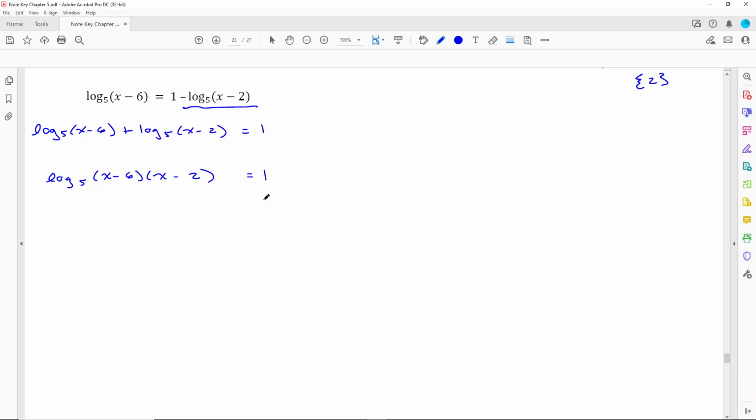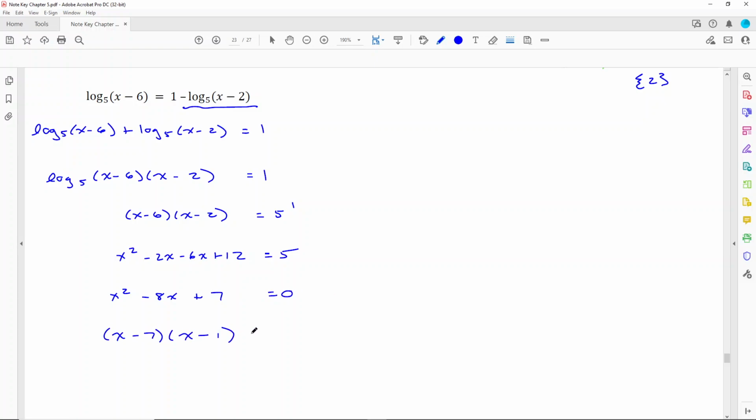So hopefully you paused the video. We're going to change to exponential form. So it's going to be x minus 6 times x minus 2 equals the base of the log to the exponent 1. So then I get x squared minus 2x minus 6x plus 12 equals 5. And then I'm going to make it equal 0. So x squared minus 8x plus 7 equals 0. And I'm going to factor: x minus 7, x minus 1 equals 0, x equals 7 and 1.